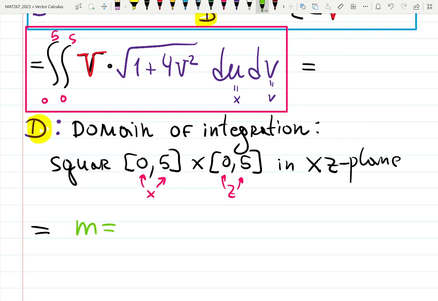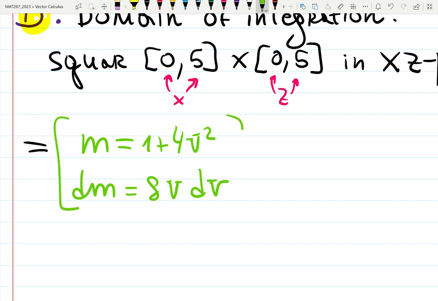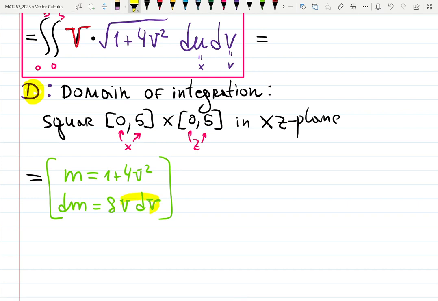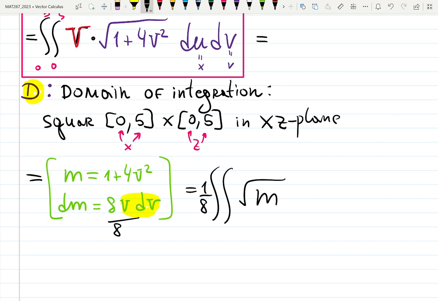M, sometimes they use u1, u2, is 1 plus 4v squared. Then dm is 8v dv, right? See, I like to put hats so it looks beautiful. This is my u sub. You can change limits of integration, or you don't have to if you know how to do it quick. Also, remember you're solving for this, so I'm going to divide by 8. Remember how it's done? You divide by 8. Equal sign, and I have integral 1/8, because I'm dividing by 8. And I have a square root of u, it's not u, remember it's m. And then I have dm.